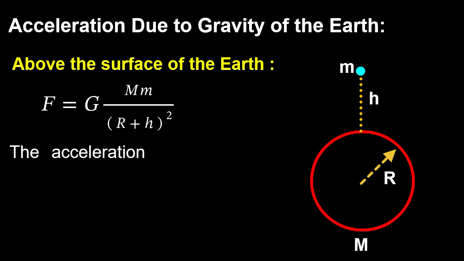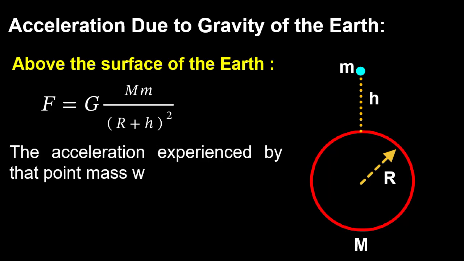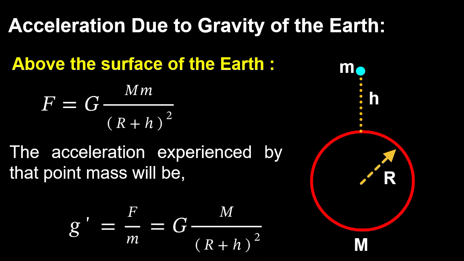The acceleration experienced by that point mass will be g dash equals F by m equals G M by (R plus h) square. From the above equation, it is clear that as we move above the surface of Earth, the value of g reduces.